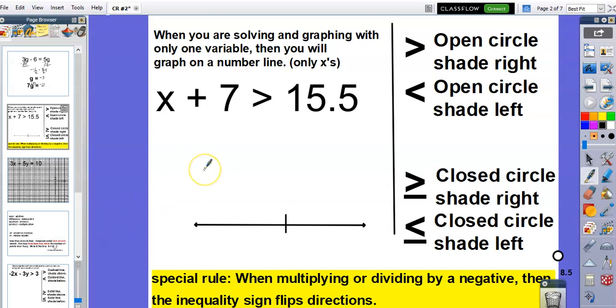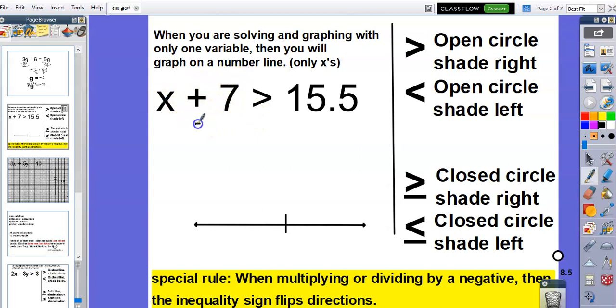You are now solving inequalities with one variable. So it says when you're solving and graphing with only one variable, then you will graph on a number line. So you only see x's involved. There's not x's and y's involved. So solve for this x.